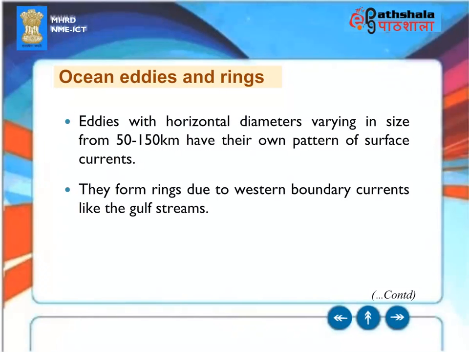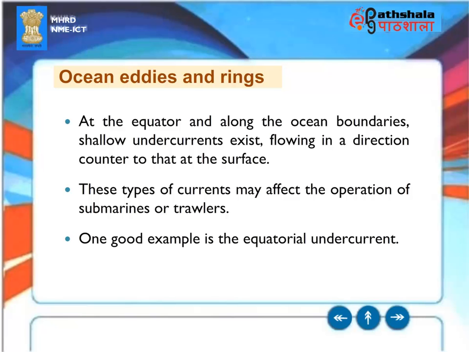Ocean eddies and rings. Eddies with horizontal diameters varying in size from 50 to 150 kilometers have their own pattern of surface currents. They form rings due to western boundary currents like the Gulf Stream. At the equator and along the ocean boundaries, shallow undercurrents exist, flowing in a direction counter to that at the surface. These types of currents may affect the operation of submarines or trawlers. One good example is the Equatorial undercurrent.